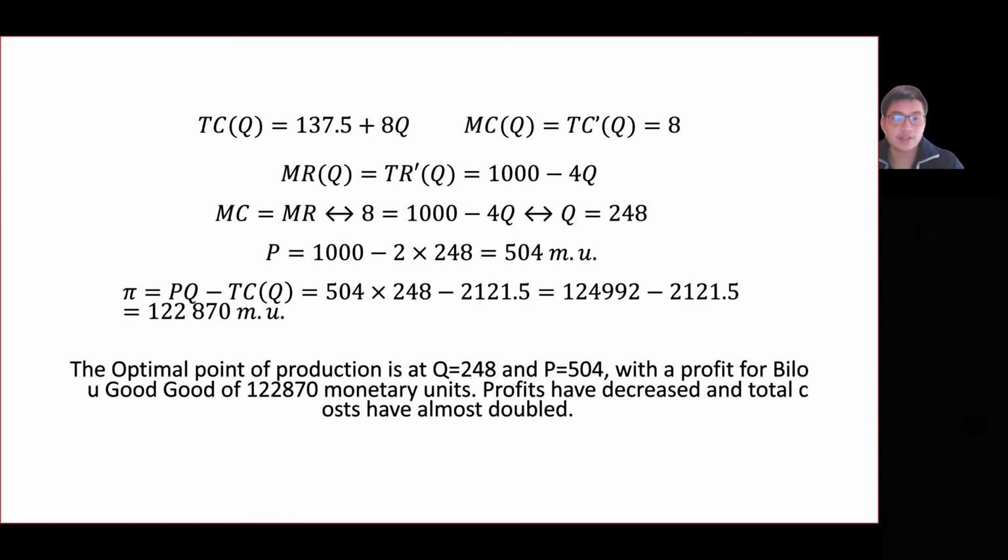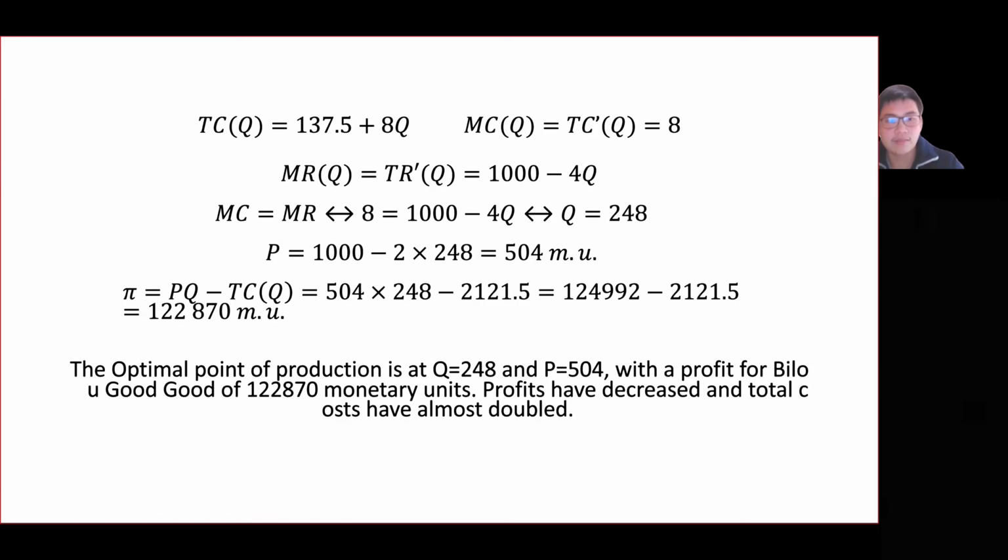Marginal revenue is a derivative of the total revenue, which is 1000 - 4Q. The profit maximization point is when marginal cost is equal to marginal revenue. So you just make the functions equal to each other. 8 = 1000 - 4Q, and Q is then 248. Plugging it back into the demand function, P = 1000 - 2 × 248 = 504 monetary units at that point.